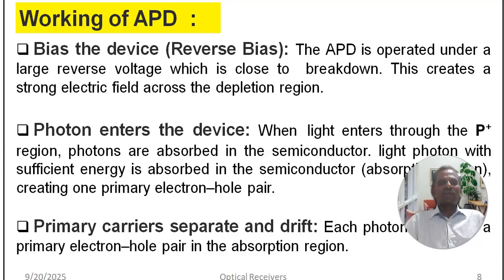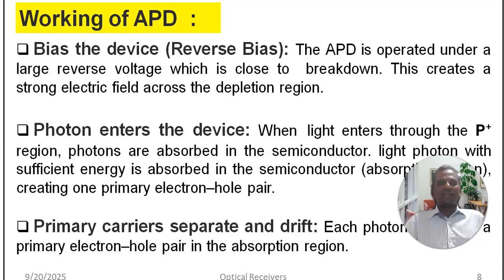The working of your avalanche photodiode: first we will look into the bias. Generally all photodiodes will be connected in reverse bias. The avalanche photodiode operates under a large reverse bias voltage, which is very close to the breakdown region. This is the main condition for the avalanche photodiode. It creates a strong electric field across the depletion region.